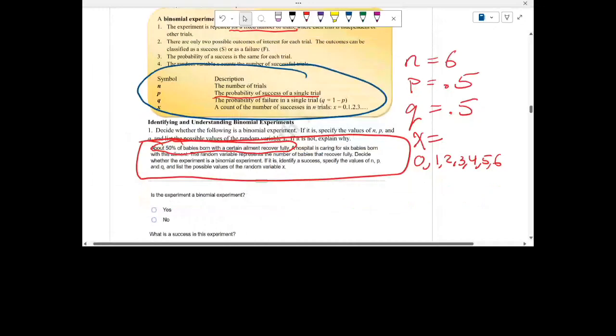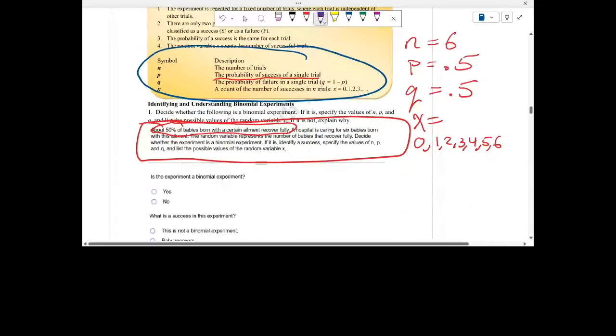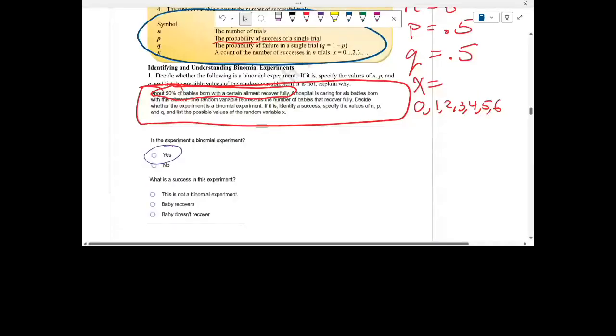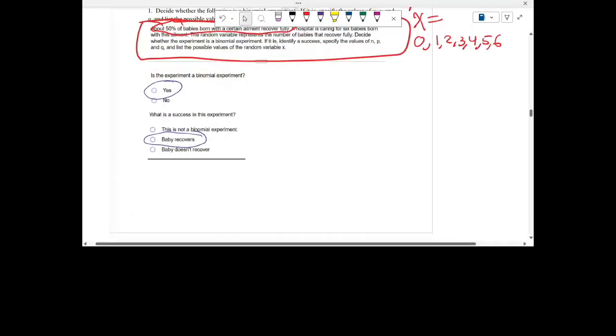So first thing I'm going to do, is it a binomial experiment? So far, my friends, I'm going to say yes. This is a binomial experiment. What is a success in this experiment? We are obviously hoping that the baby recovers, right? That's what we want. We want the baby to get better.